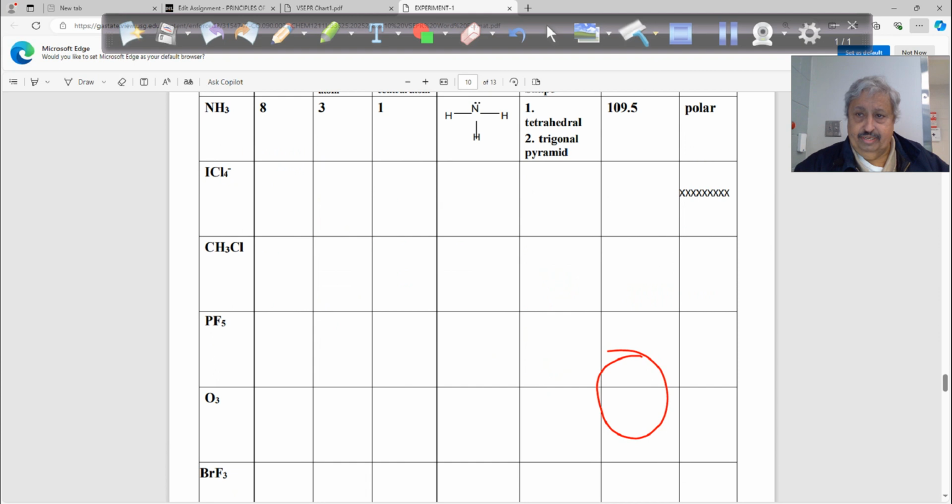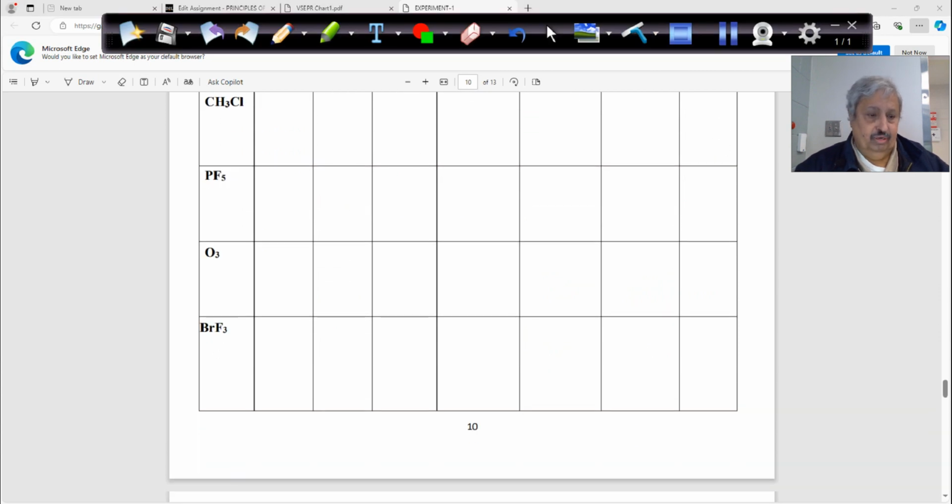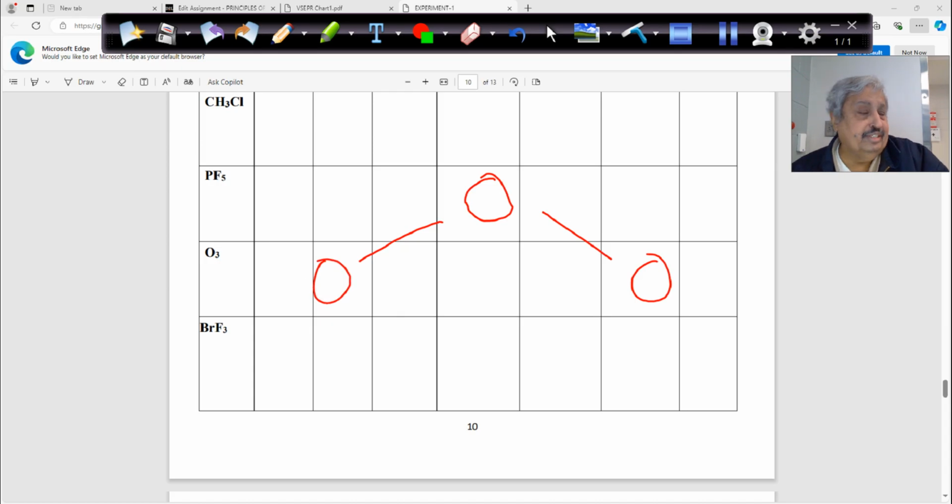So, we'll do the last one here, ozone, correct? Ozone has 3 oxygens, and it's not stable because those oxygens have the same electronegativity, so they will start fighting themselves. So I put one oxygen in the middle, one oxygen here, one oxygen here. Each oxygen has to be satisfied with the octet rule, correct?